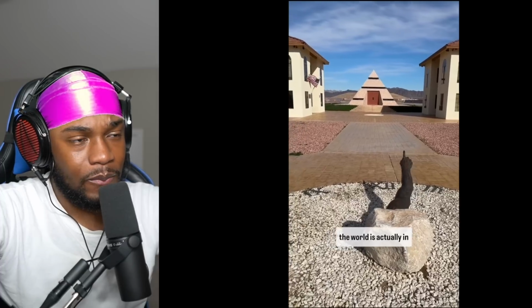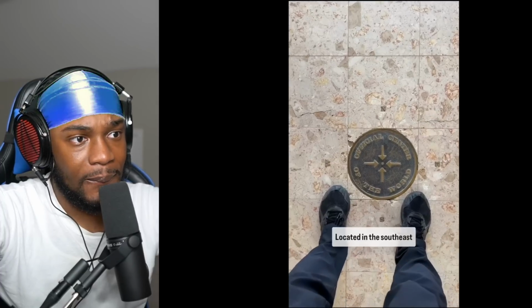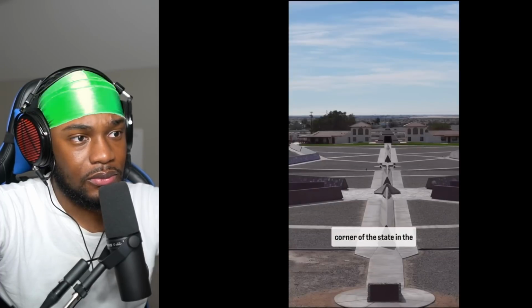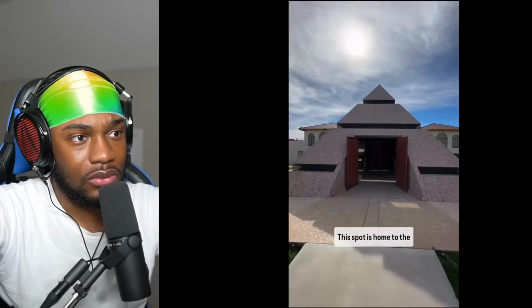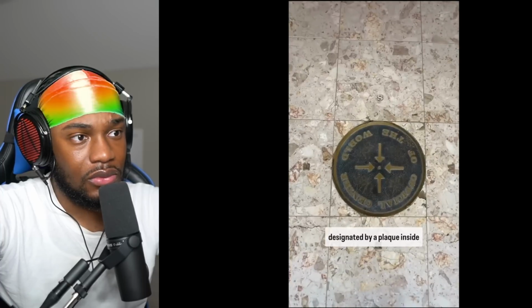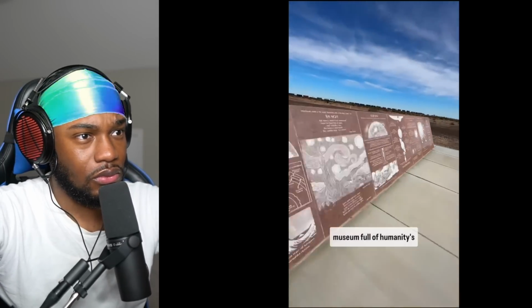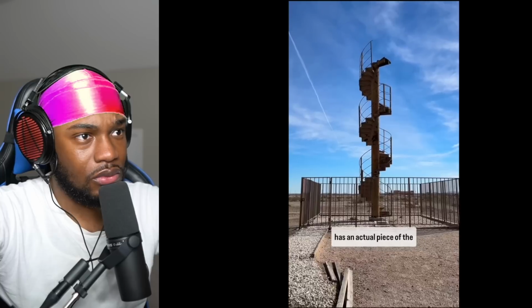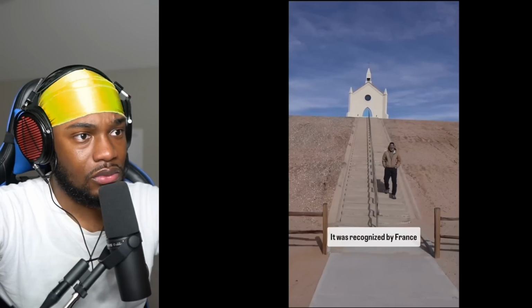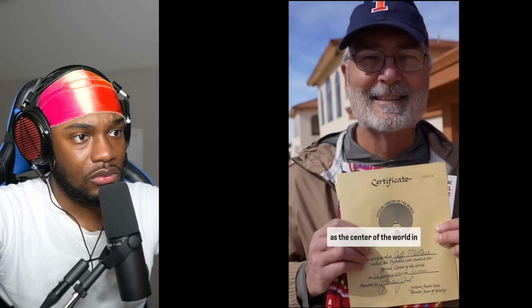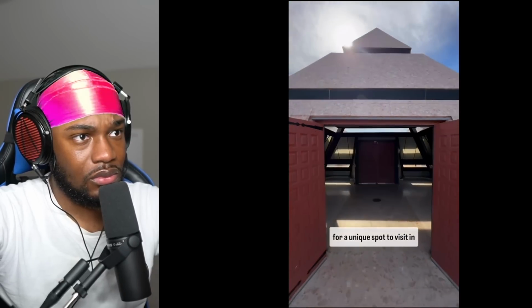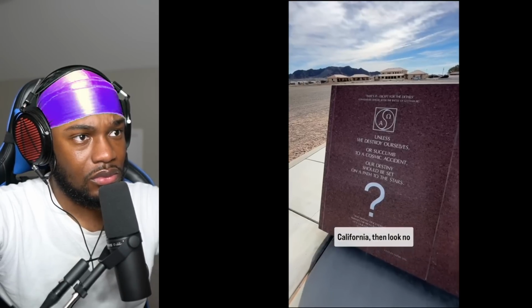Did you know the center of the world is actually in California? Located in the southeast corner of the state in the tiny town of Felicity, this spot is home to the center of the world, designated by a plaque inside of a pyramid, a granite museum full of humanity's accomplishments, and it even has an actual piece of the Eiffel Tower. It was recognized by France as the center of the world in 1989, and if you're looking for a unique spot to visit in California, then look no further.